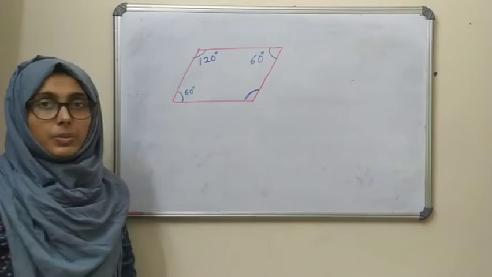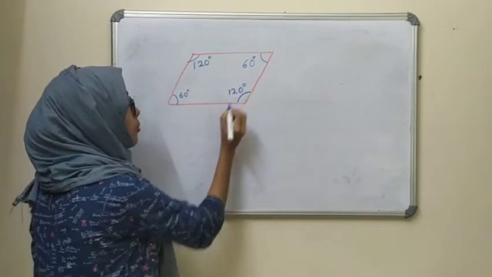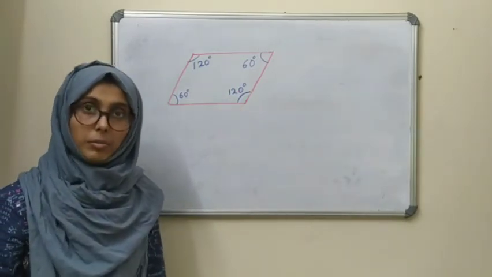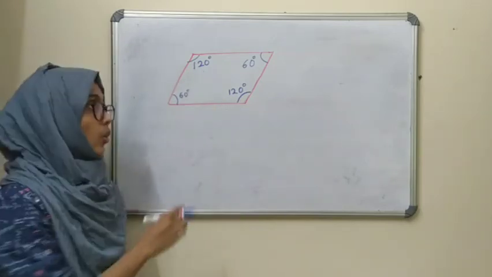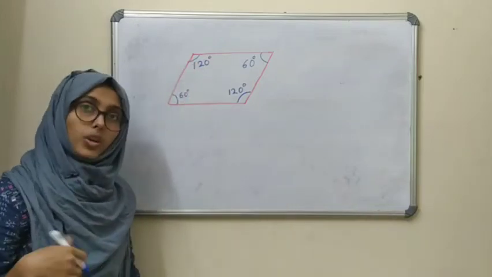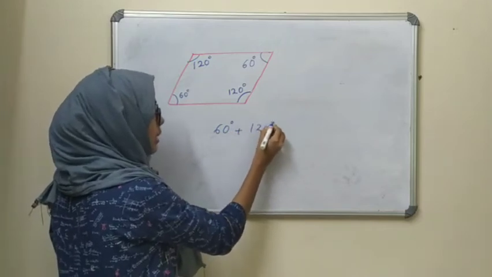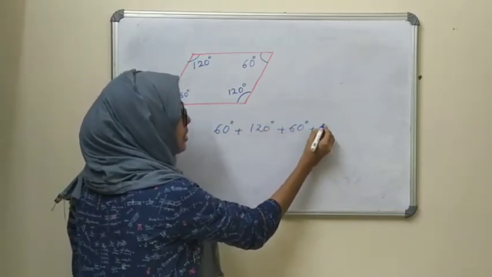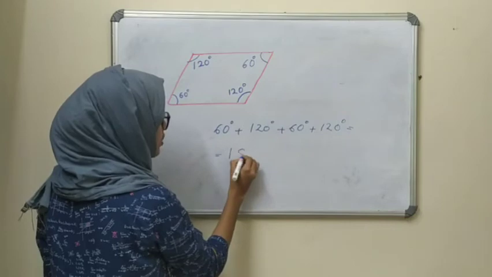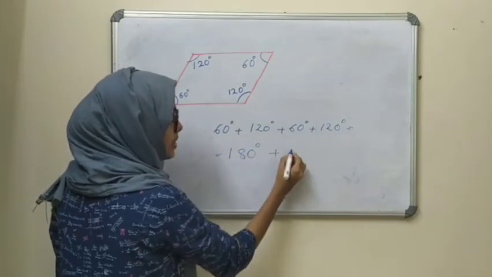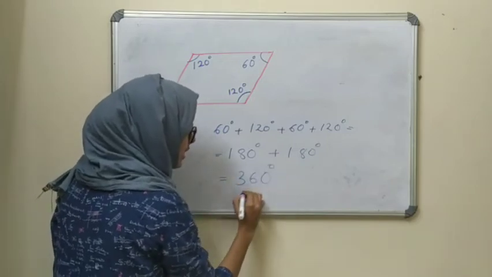So what about this angle? That angle will be 120 degrees. How? Because we know that opposite angles in a parallelogram are equal. So if this is 120 degrees, this angle will be 120 degrees. Now we have all the angles in the parallelogram. We are going to add those: 60 degrees plus 120 degrees plus 60 degrees again plus 120 degrees again. So what is the total? 60 plus 120 is 180 degrees, again 60 plus 120 is 180 degrees. So the total is 360 degrees.